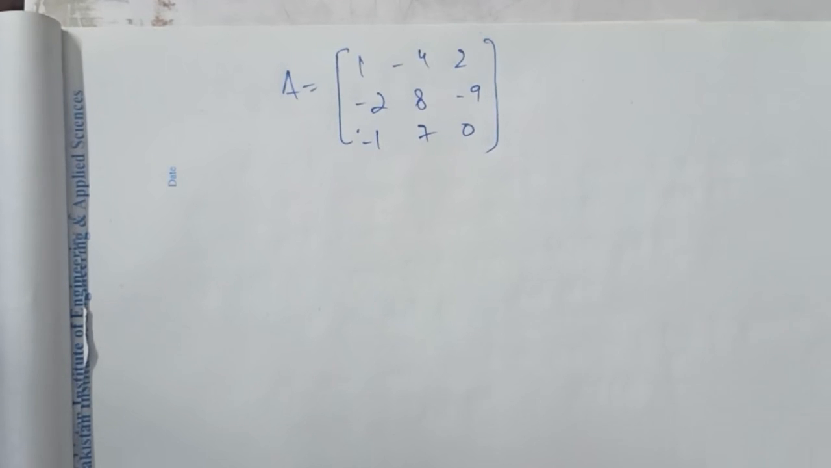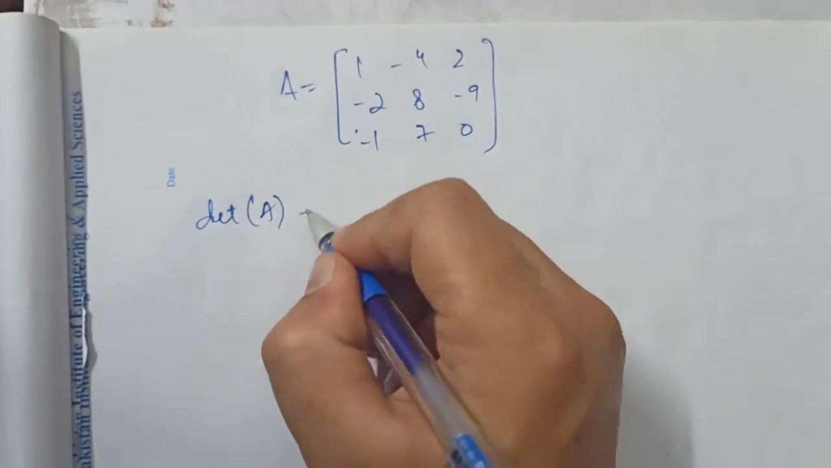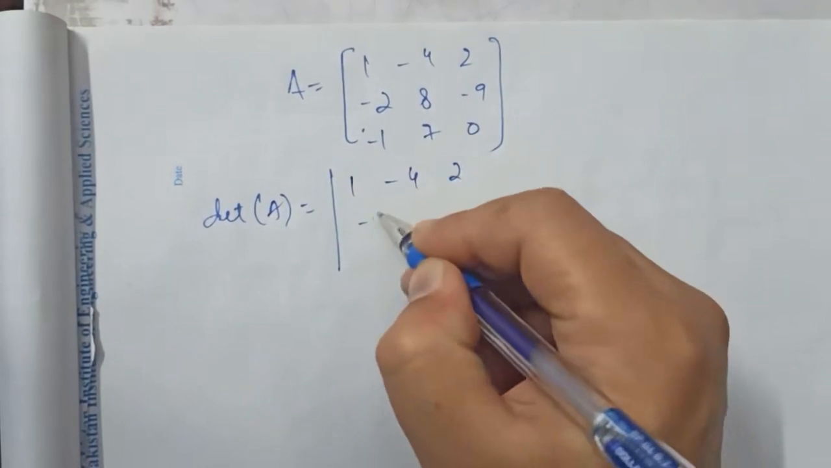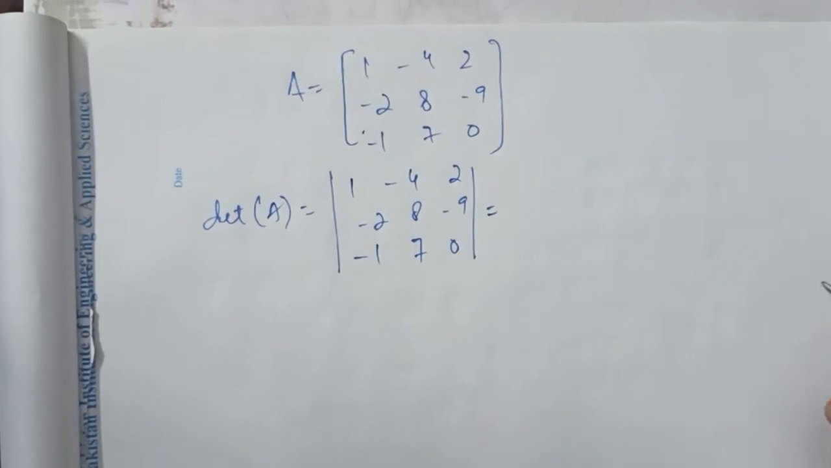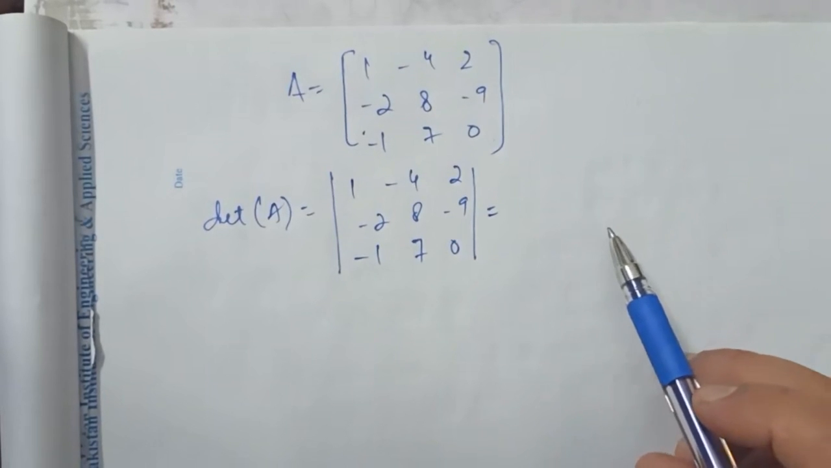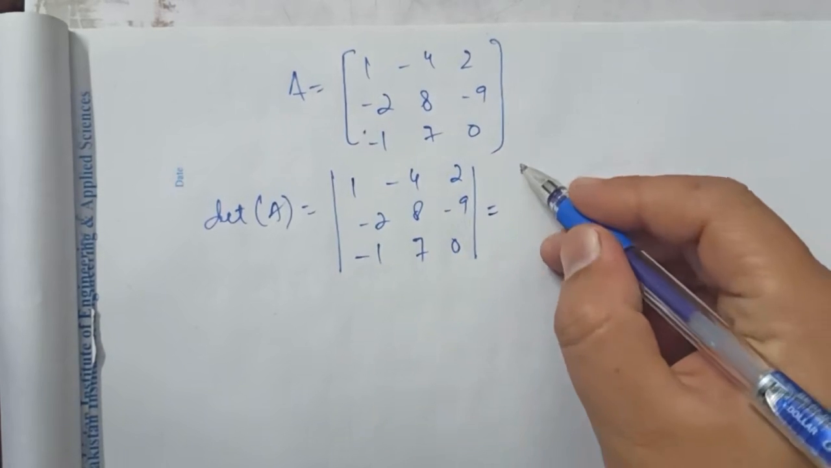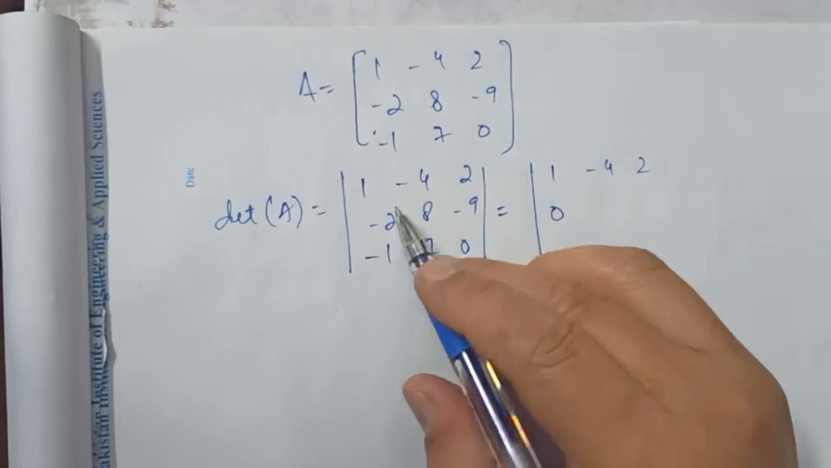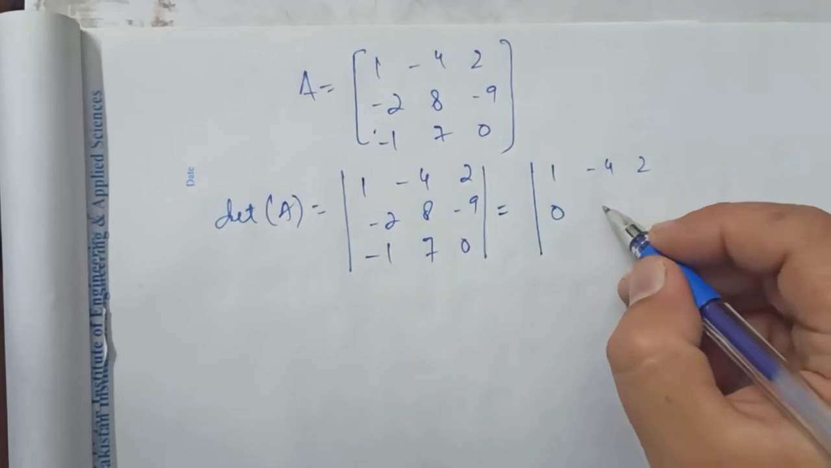So if I reduce this matrix A into echelon form, right? To do that, I'll take 1, minus 4, 2, minus 2, 8, minus 9, minus 1, 7, 0. I'll make use of the first property: if a multiple of one row is added to another row, it will not change the determinant. So if I multiply the first row by 2 and add it to the second row, it will not change the determinant. So in this case it becomes 1, minus 4, 2, and this will become 0. So minus 8 and minus 8 again becomes 0.